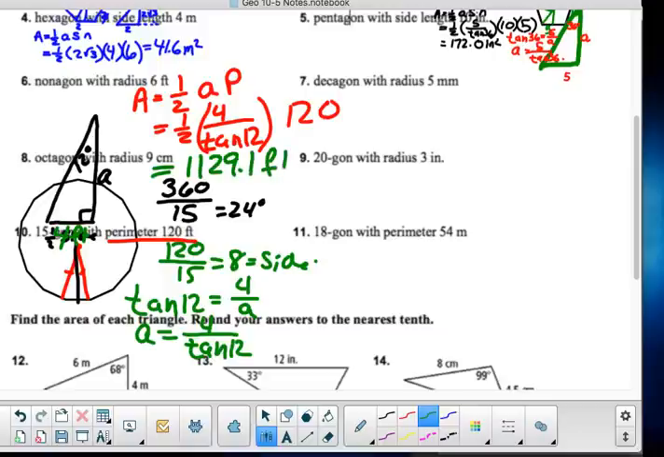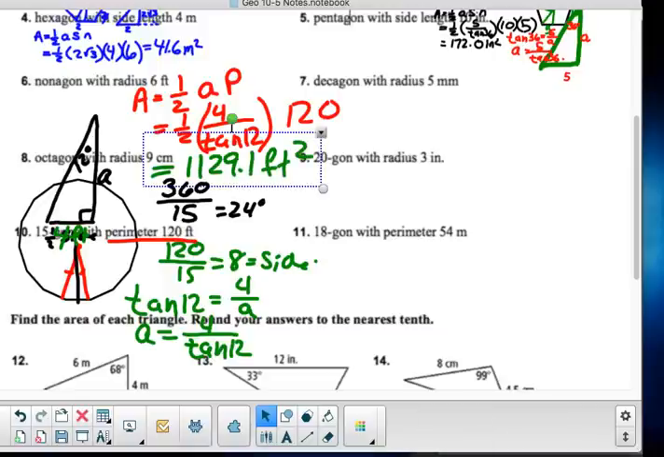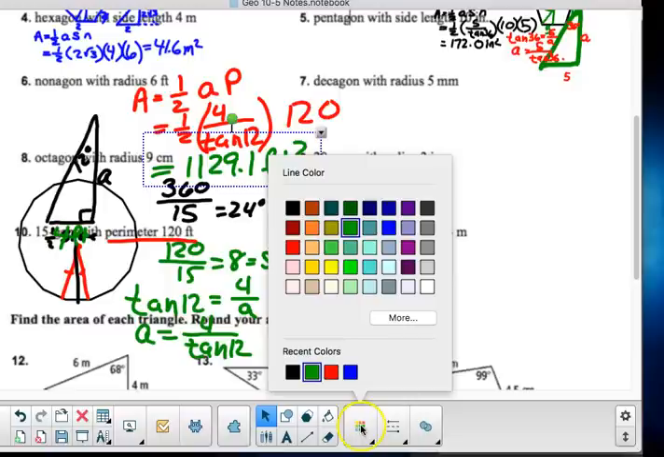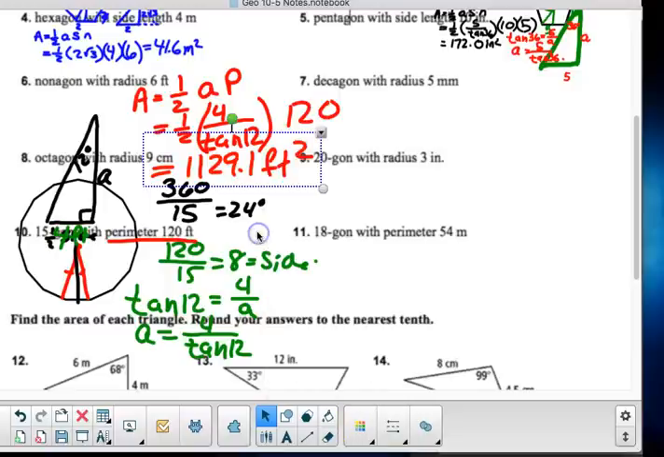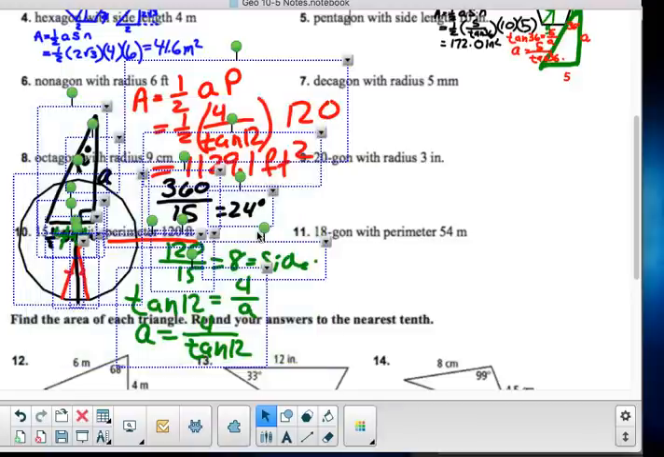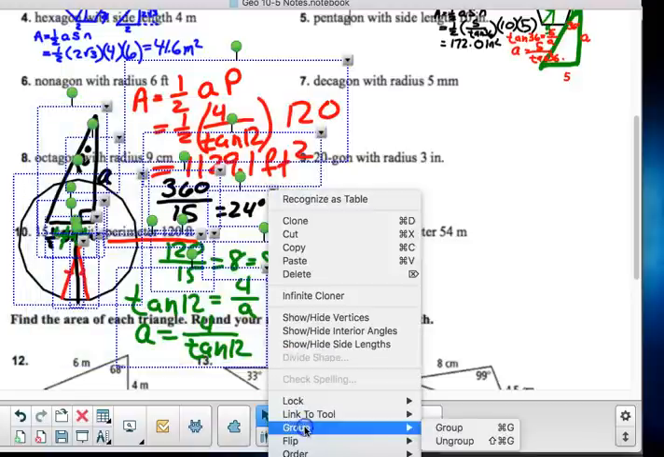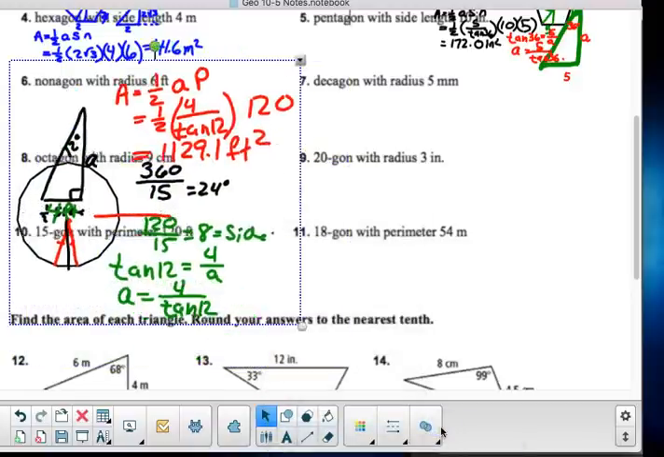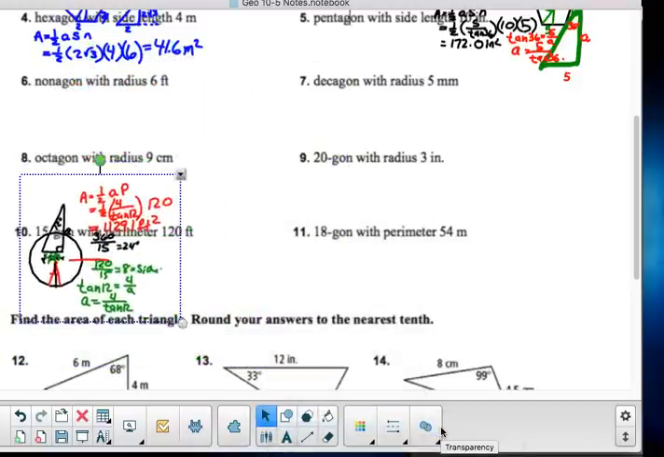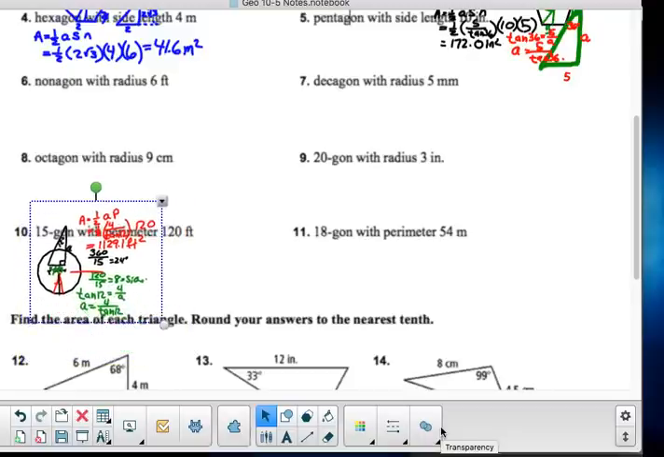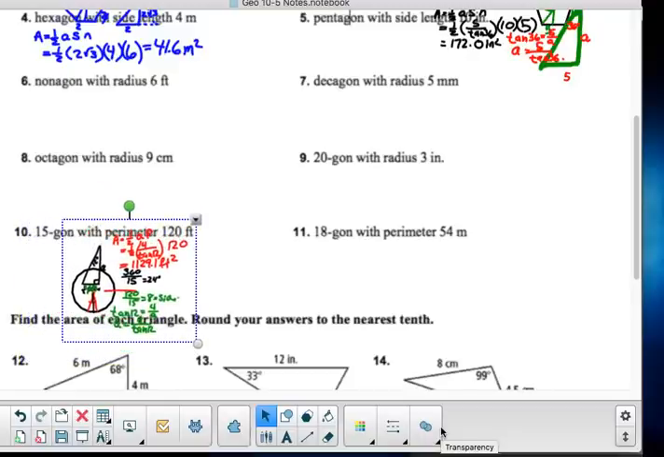1,129.1 feet squared. Let's put that in red, because everything was in red for that calculation. We got that made. Now, again, when I'm given a side, there's the same theme going on. I'm going to group these together, and that is when I'm provided a 15-gon.